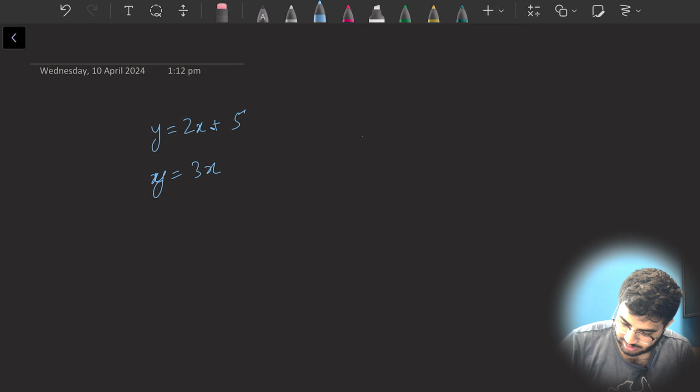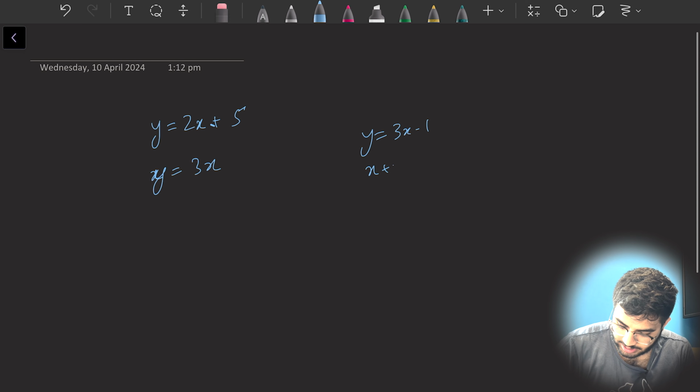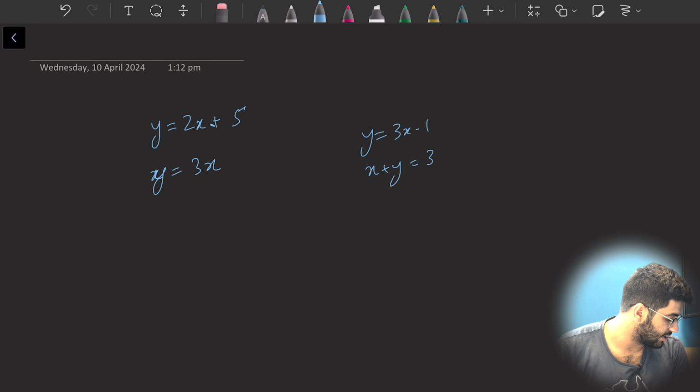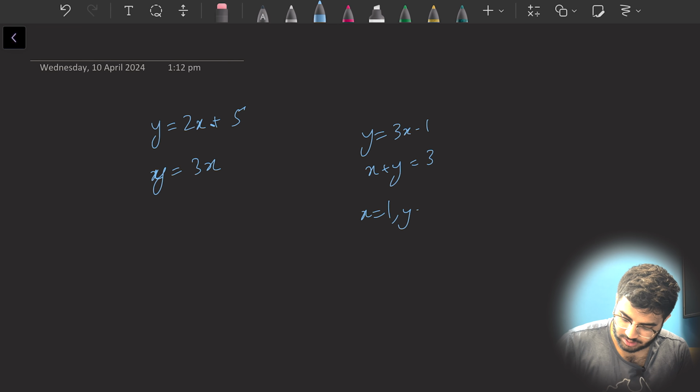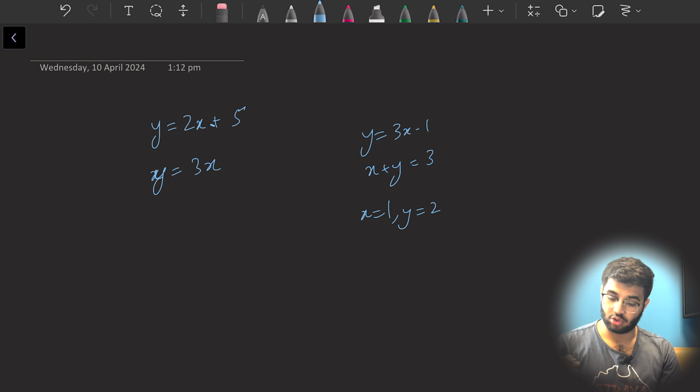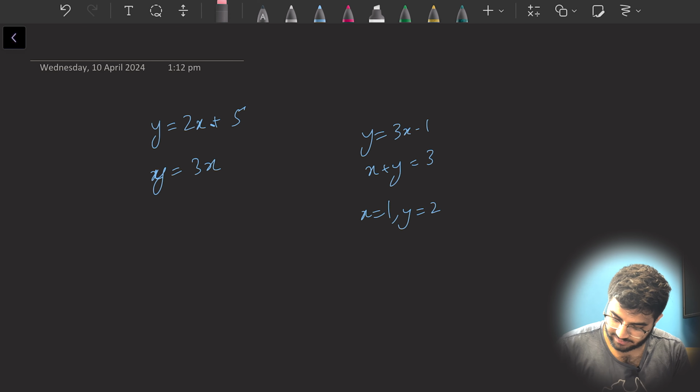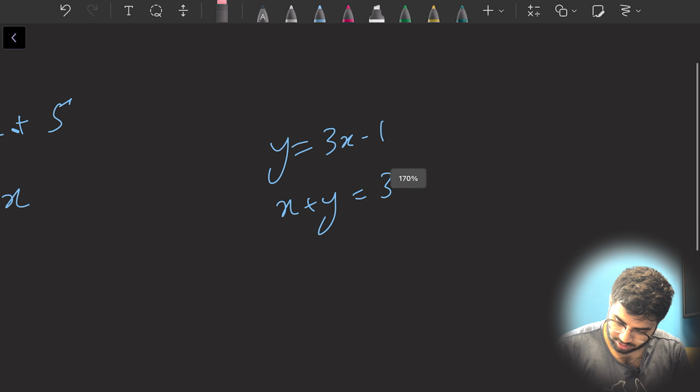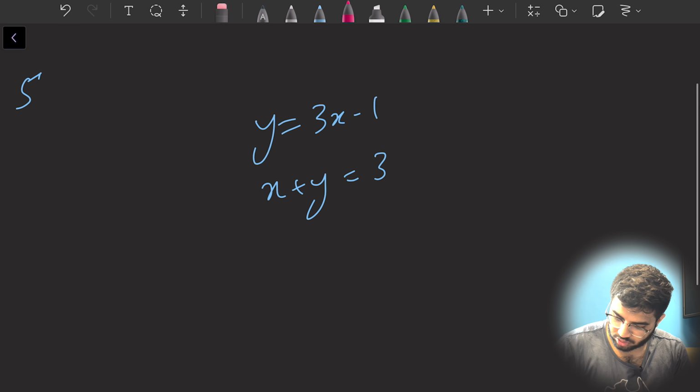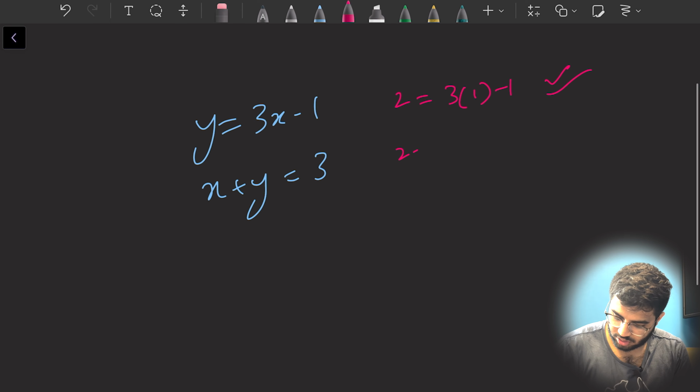So what if, for example, I have y is equal to 3x take 1 and x plus y is equal to 3. All right, in this case, what I can do is I can have the solutions x equals 1 and y equals 2, and you can see that if I plug them in, right here, y equals 2 is equal to 3 times 1 take 1, which is true. Okay, in the second one I have 1 plus 2 is equal to 3, which is also true.